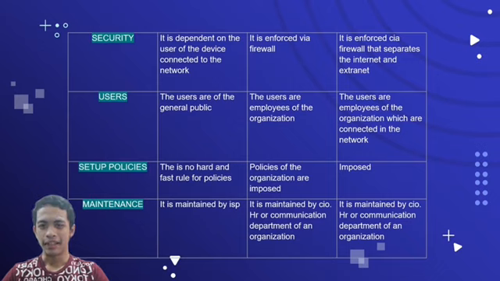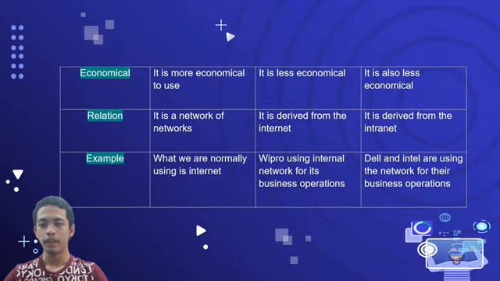Maintenance and economical. Internet is maintained by the ISP, which stands for Internet Service Provider. However, intranet and extranet are maintained by the CIO, HR, or communication department of an organization. As for economical, it is more economical to use internet than intranet and extranet, because internet is more cost efficient than intranet and extranet.